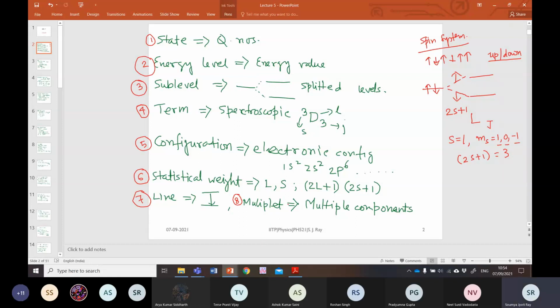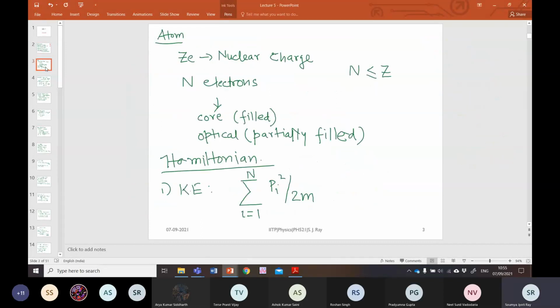So is there any question on each of these terms? Then we'll go to the next part.